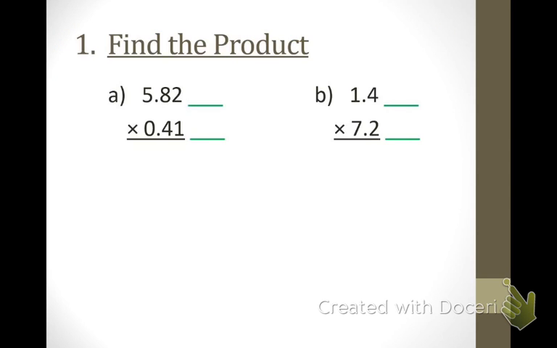Let's look at number 1. It tells us to find the product. We're going to do exactly what we just did on that last slide and figure out how many places over our decimal point is going to need to be moved. Gabby, 5.82. How many places has it moved there? 2. And how about 0.41? 2. So total, how many places will I move it? 4. 4 spots, okay?